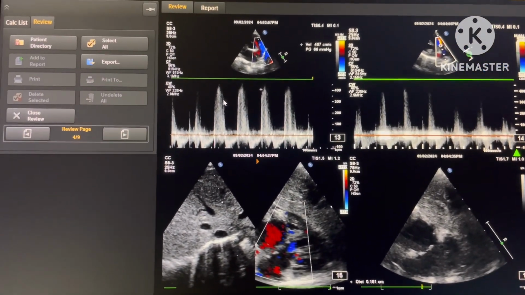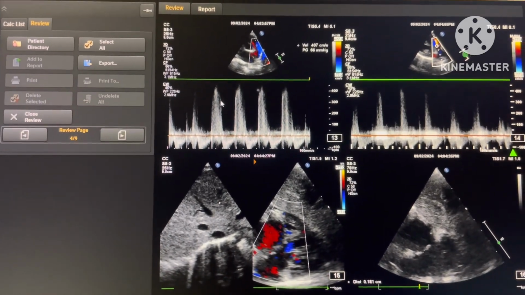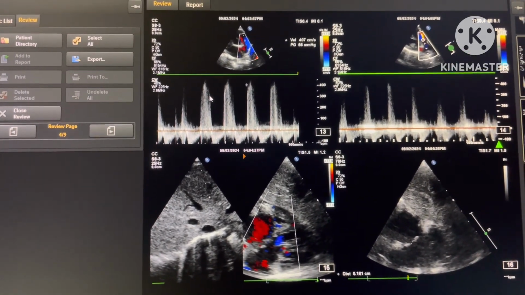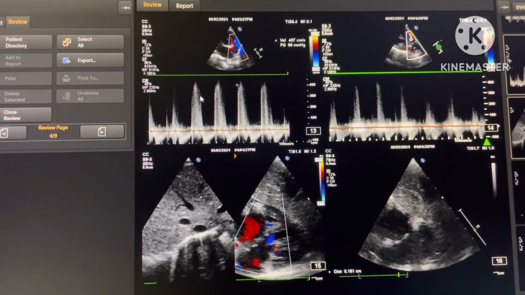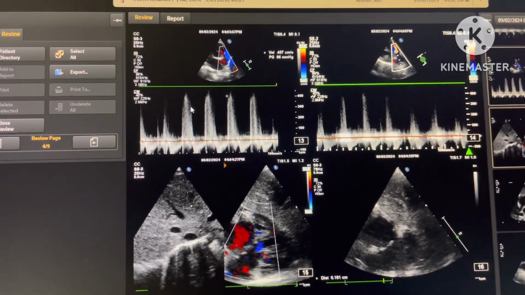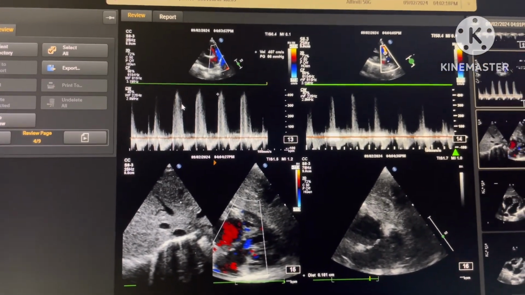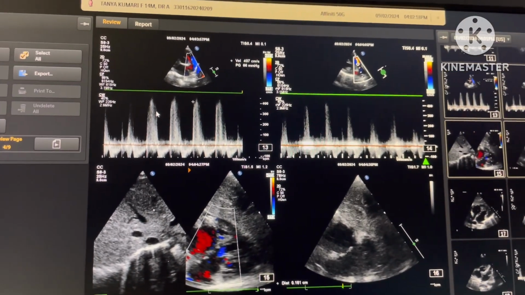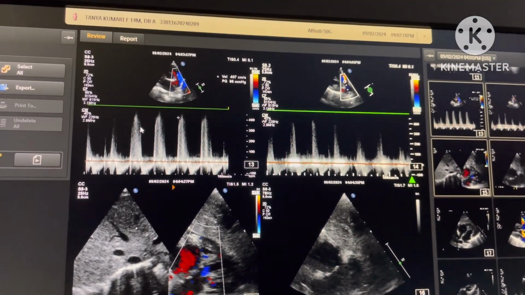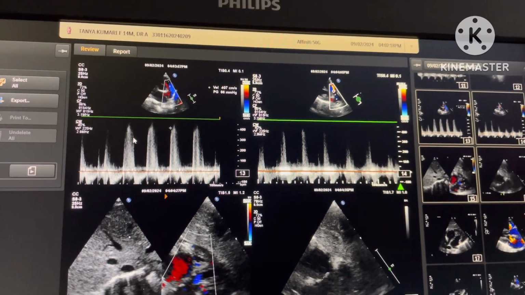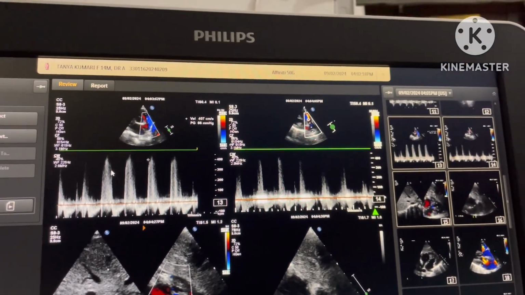By mean pulmonary artery pressure, normal value is less than 15, more than 25 is abnormal. In this case it is 66 millimeter mercury. So pulmonary artery circulation has got more pressure, significantly raised pulmonary artery pressure. Mean pressure, diastolic pressure and systolic pressure are all raised together.